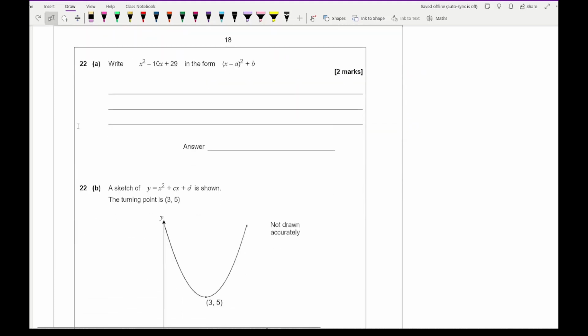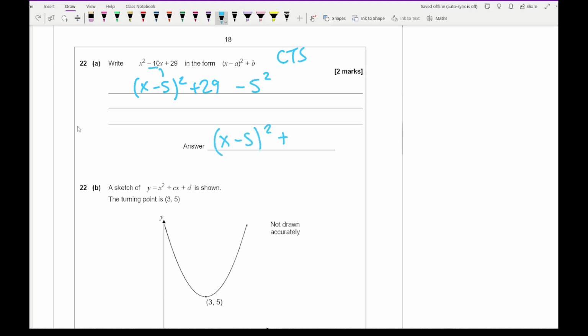Now with question 22a, it says write x squared minus 10x plus 29 in the form of completing the square. So what we need to do is CTS. Now for this, what we do is we set up our bracket. We divide this number by 2, so that gives me minus 5, and we take away whatever digit we've written inside the bracket squared, so then it gives me x minus 5 squared plus, and then it's 29 take away 25, which is 4.